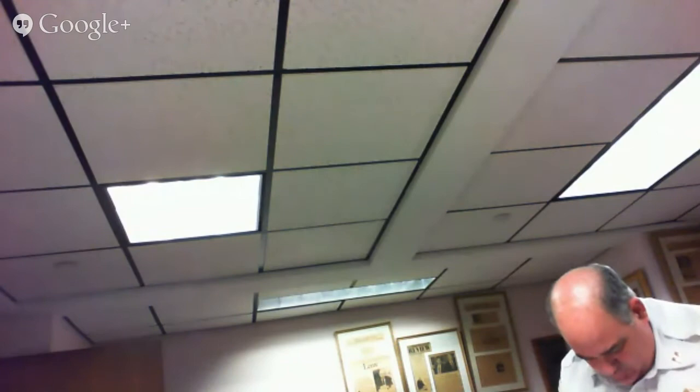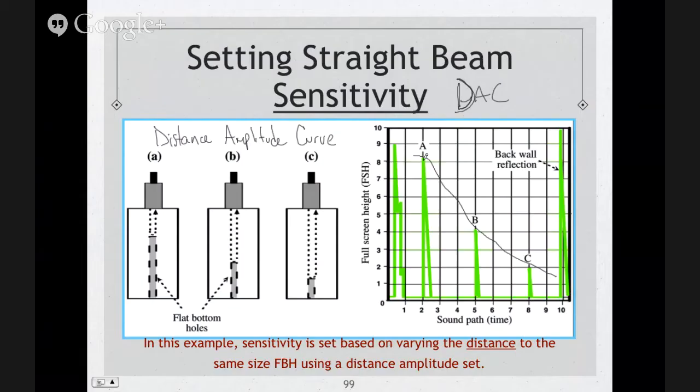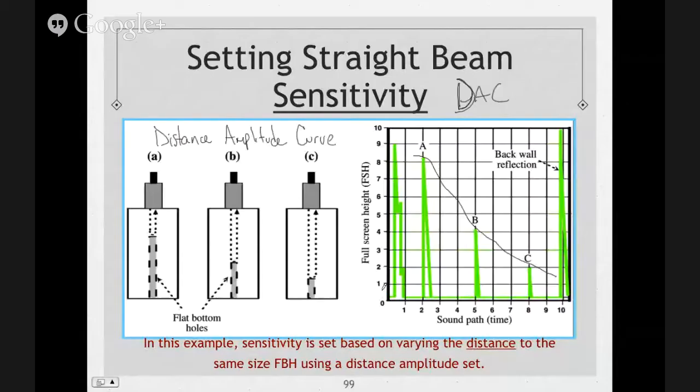Okay, so it's a distance amplitude curve. Right, that's if you draw a line that intercepts the peaks of these flat bottom holes, right? Over distance amplitude blocks. And now the machine has a setup that is called the DAC, and you could draw this.